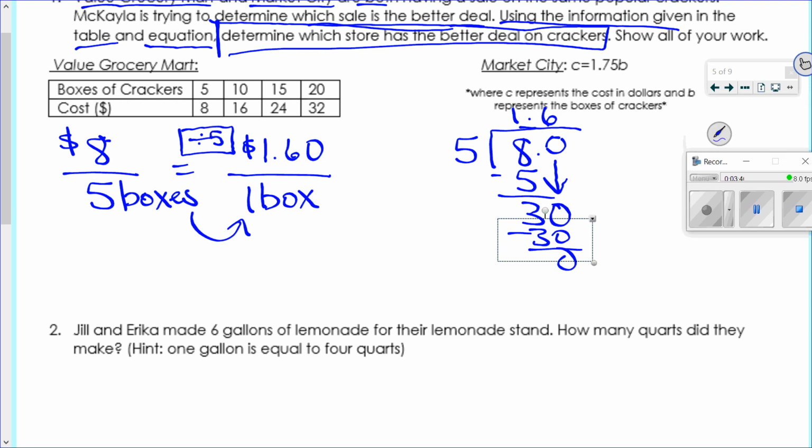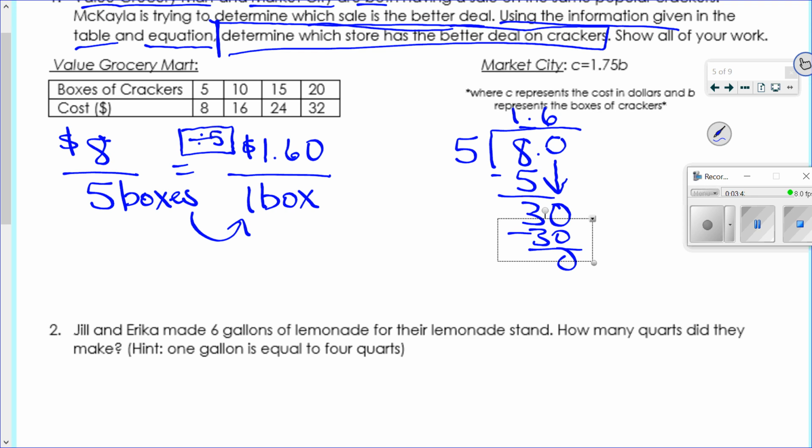I'm going to move this down. Okay. All right. I want to look up here, guys. So I'm looking at Market City. That was Value Grocery. Market City. A lot of us get nervous when we see these equations. How am I going to figure this out? Yes, Chanel. The equation is saying that 1 box costs $1.75.